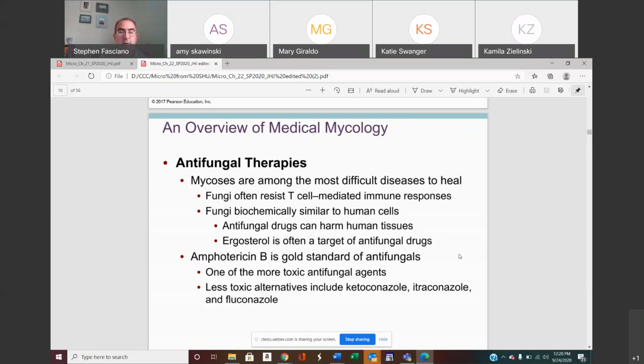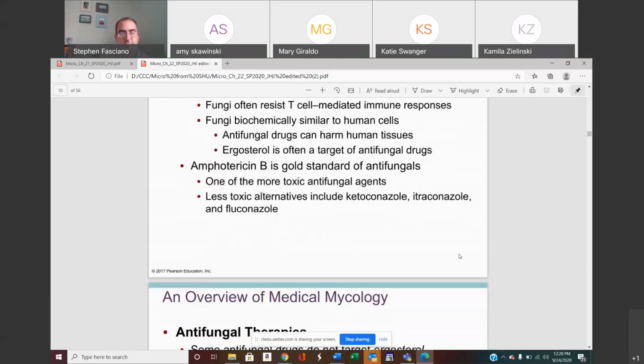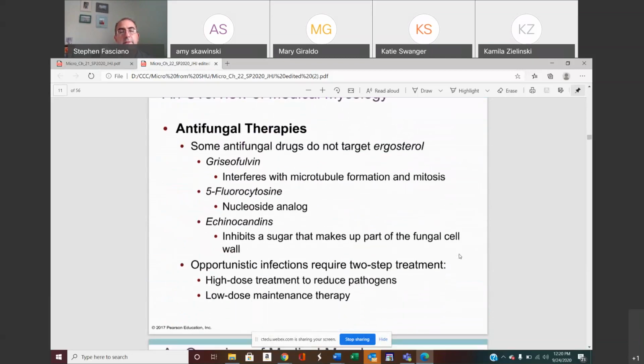Oftentimes, antifungal drugs can harm human tissues. That's true of a lot of different types of drugs that are given to humans to treat different diseases. And something called ergosterol is often the target of antifungal drugs. Amphotericin B is the gold standard of antifungals, but there are other less toxic alternatives. So those are just some antifungal drugs. So these are some antifungal drugs that do not target that ergosterol, right? And it just tells you what they do target.